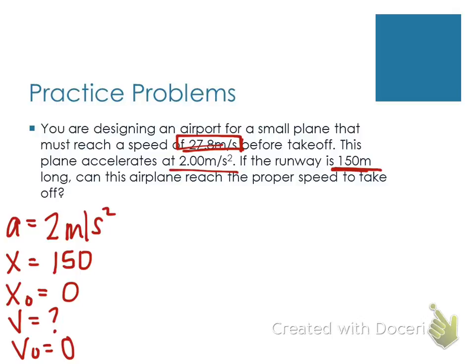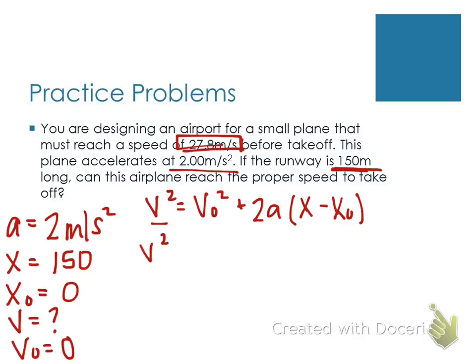All right, now let's start plugging into our kinematics equation. Which kinematic equation should we use? The third one, the one that looks like this, right? V squared equals V sub 0 squared plus 2a(x minus x sub 0). Yeah? All right, we said we are solving for final velocity, so that's going to stay right there. 0 squared plus 2, 150 minus 0.